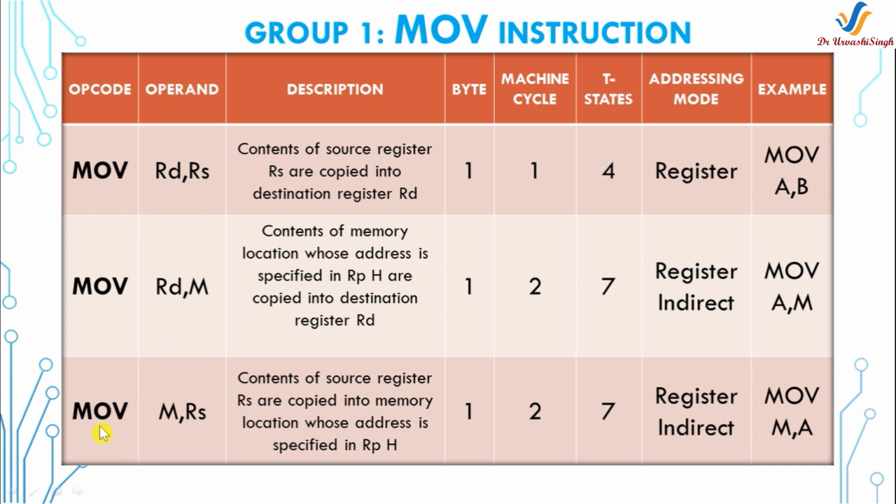The third instruction using the move opcode is MOV M, RS. In this case, the general purpose register will be the source operand and the contents of this general purpose register will be copied into the memory location whose address is specified in register pair H. For this case, the second machine cycle will be memory write because now the microprocessor is writing the contents from the source register to the memory location. It also uses the register indirect addressing technique.